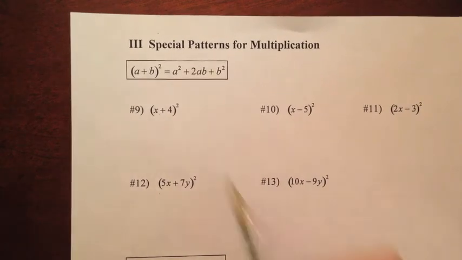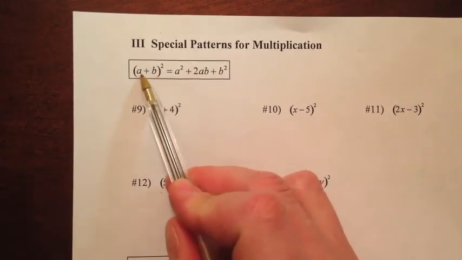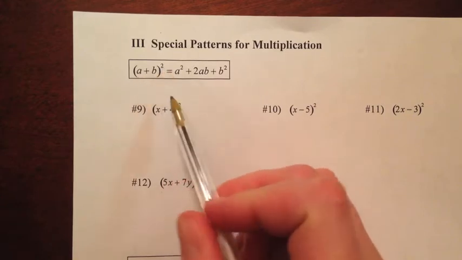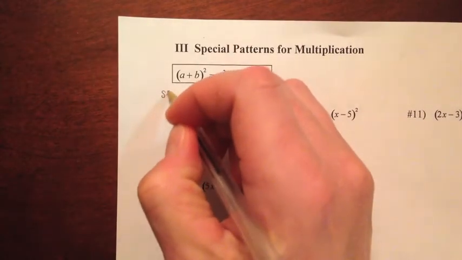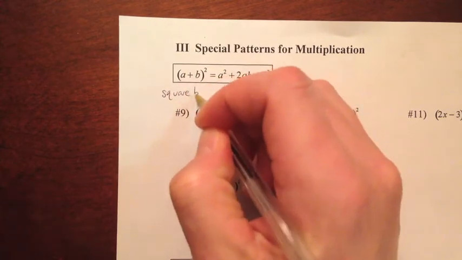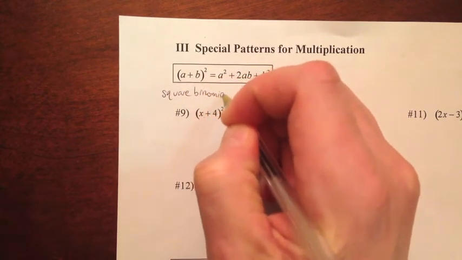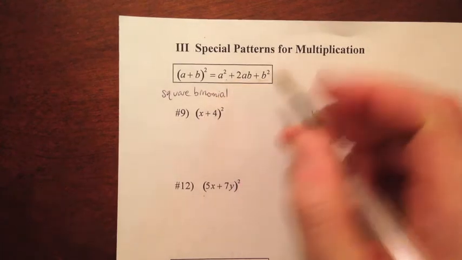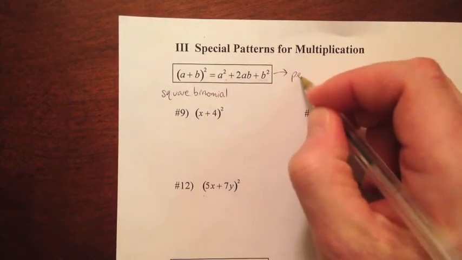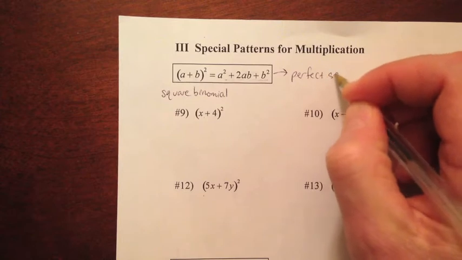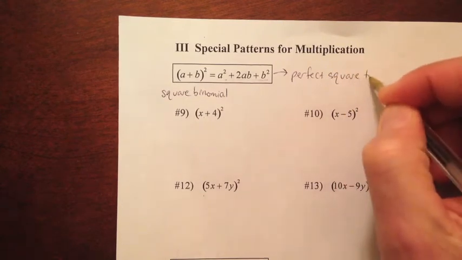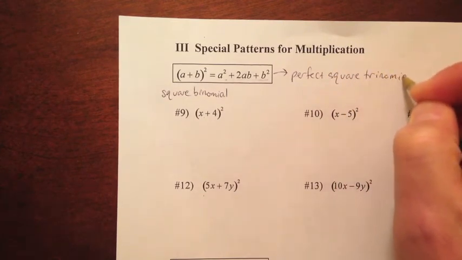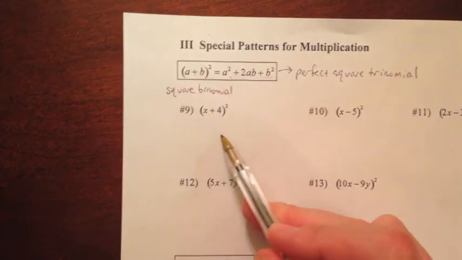The first one is what we call, if you take a binomial and you square it. So if you square a binomial, what you're going to get here is what we call a perfect square trinomial. Perfect square trinomial. Let me show you how it works. I'll show you with number 9.